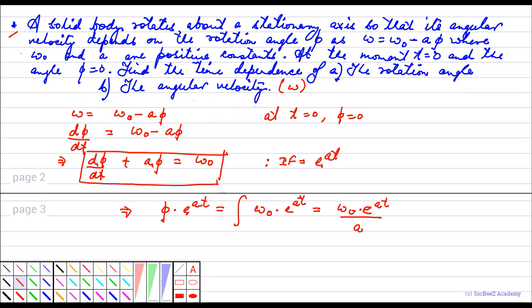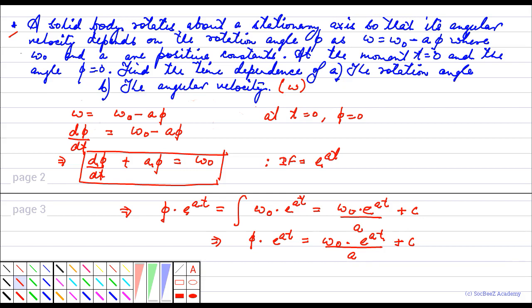This is e. Omega naught into e to the power at upon a, plus c. We will also have a constant of integration. So this, if properly written, would turn out to be phi into e to the power at equals omega naught into e to the power at by a plus c.